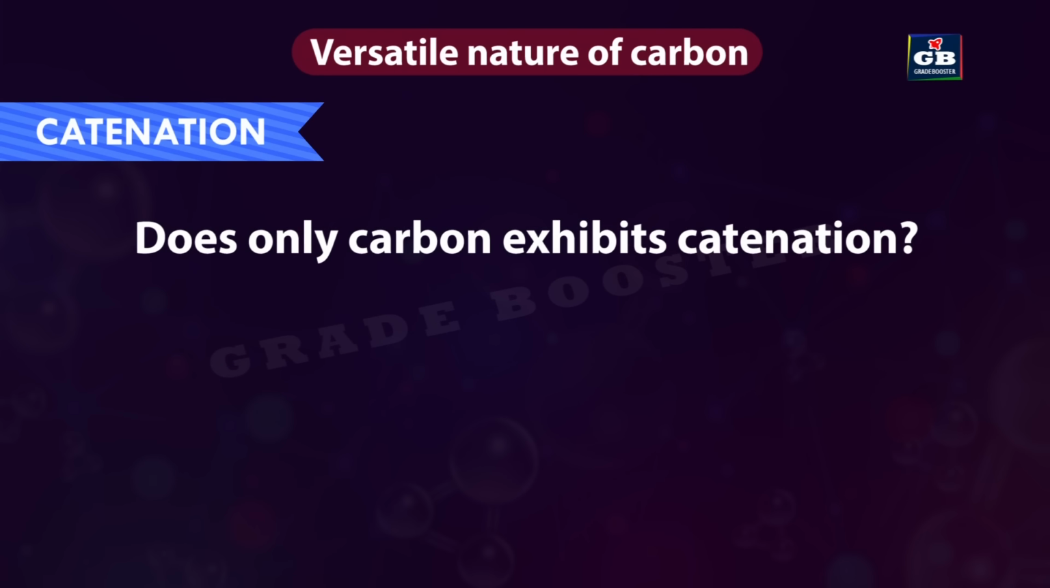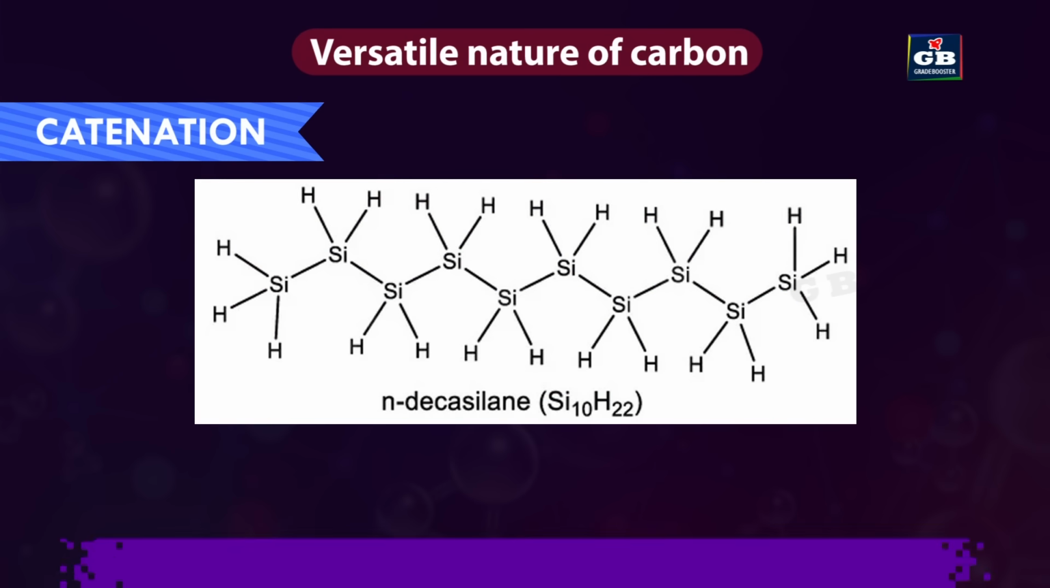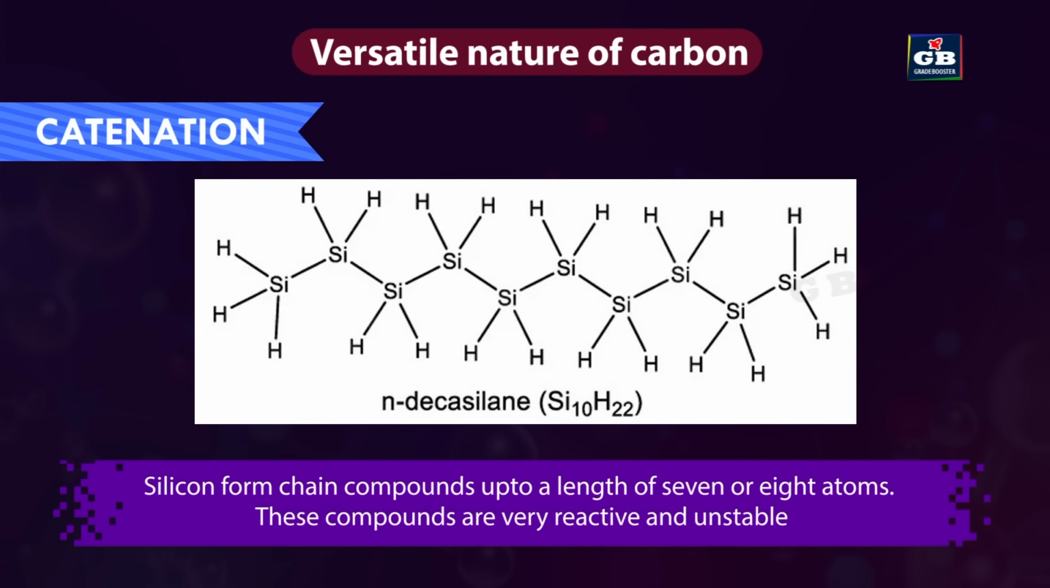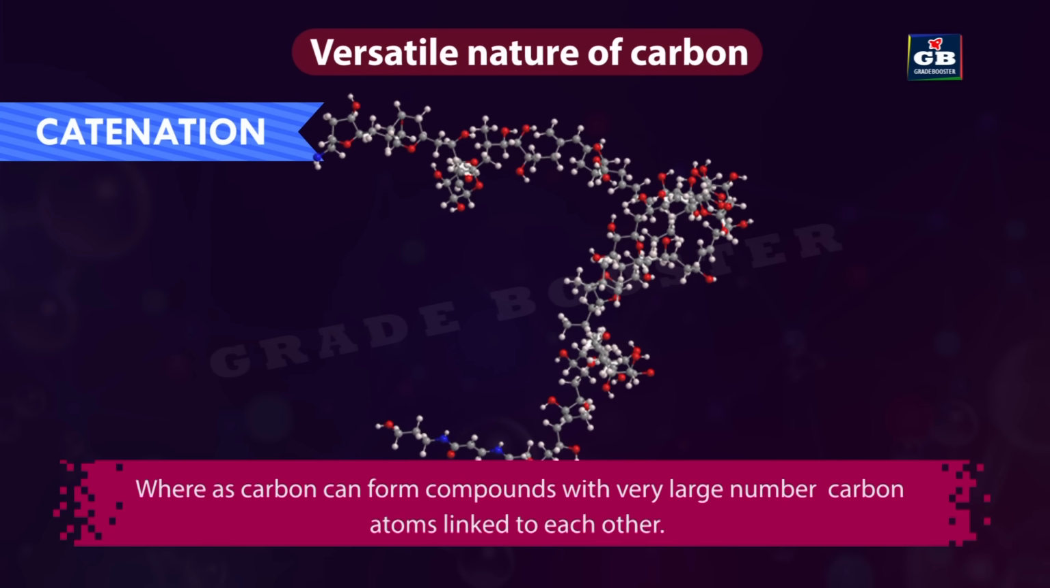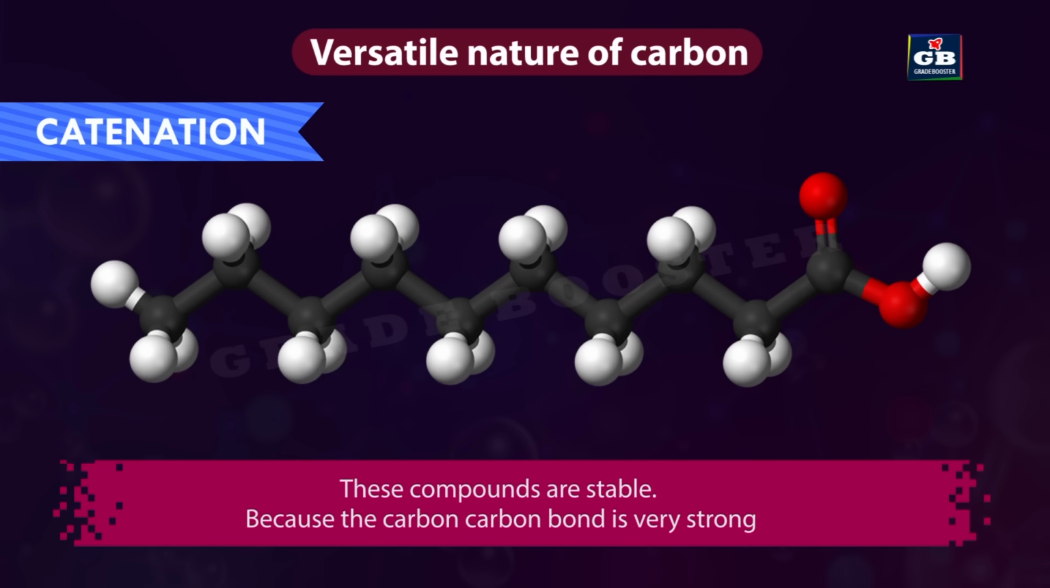Does only carbon exhibit catenation? No. Many other elements show catenation. For example, silicon. Silicon forms chain compounds up to a length of 7 or 8 atoms. These compounds are very reactive and unstable. Whereas carbon can form compounds with a very large number of carbon atoms linked to each other. These compounds are stable because the carbon-carbon bond is very strong.